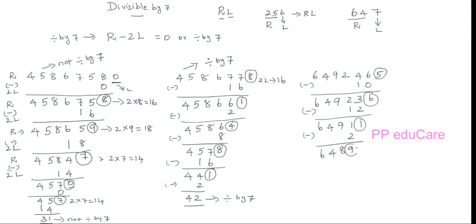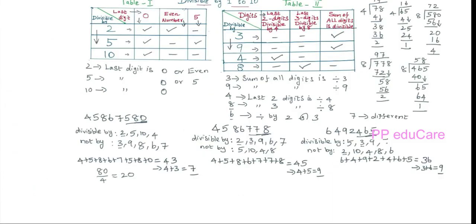Now the last digit is 9. 2 times 9 is 18. Now the difference is 0, 3, 6. Now the last digit is 0. 2 times 0 is 0. The difference will be 63 again. Now the last digit is 3. 2 times 3 is 6. The resulting value will be 0. Since the resulting value at last is 0, the third number is divisible by 7.